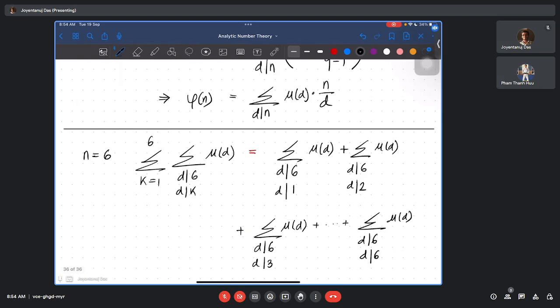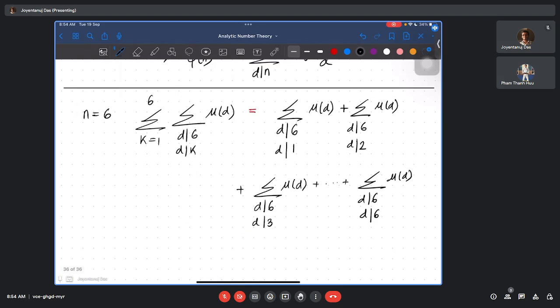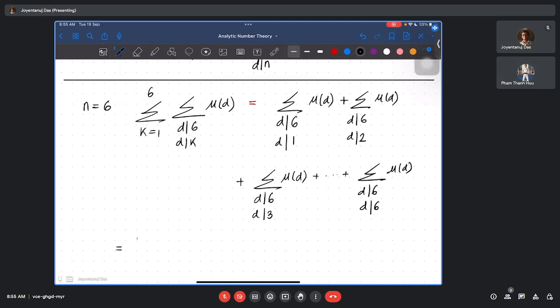So now let us see what is happening. If d divides 1 and d divides 6, the only option is d equals 1, right? So from the first term, I will only get mu of 1. From the second term, d divides 2 and d divides 6. So here it's 1 and 2, so mu of 1 plus mu of 2.